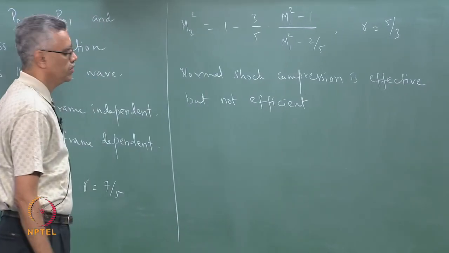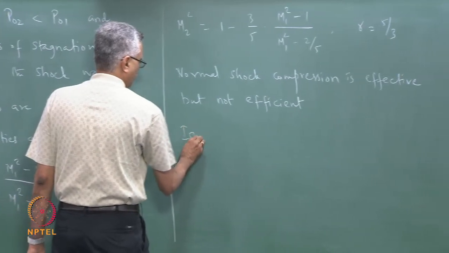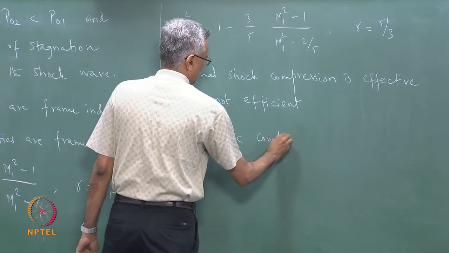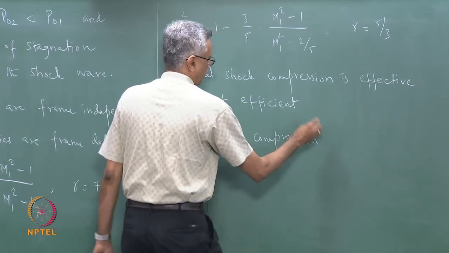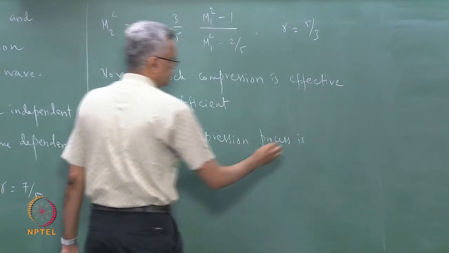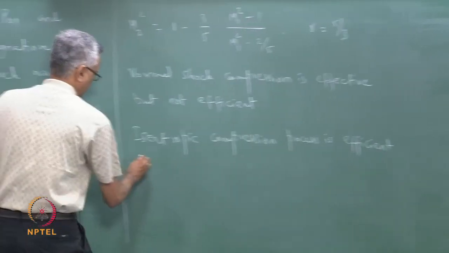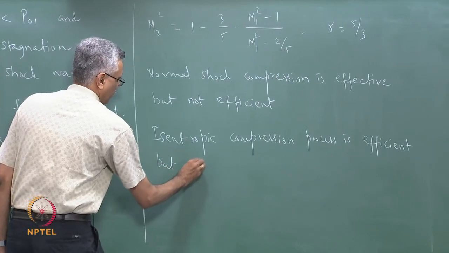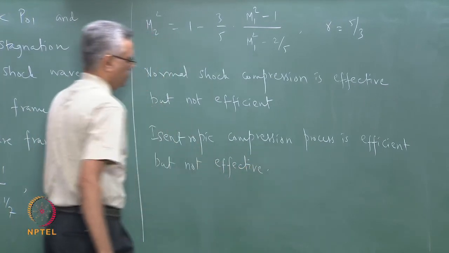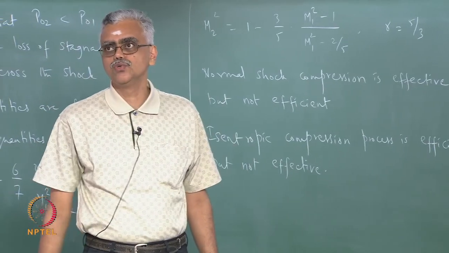It is not efficient because of the loss of stagnation pressure, whereas isentropic compression process is efficient but not effective. So, depending upon the application at hand, we need to use one or the other.